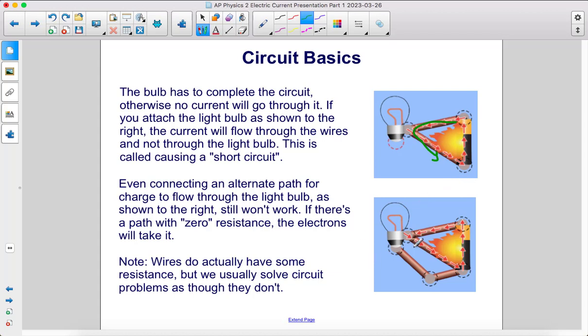Even connecting an alternate path for charge to flow through the light bulb, as shown here, still won't work. If there is a path with zero resistance, the electrons will take it. So here, they're not going to bother going this long way with resistance when they can easily do a shortcut here. But do note, wires themselves do actually have some resistance. However, we usually solve circuit problems as though they don't.